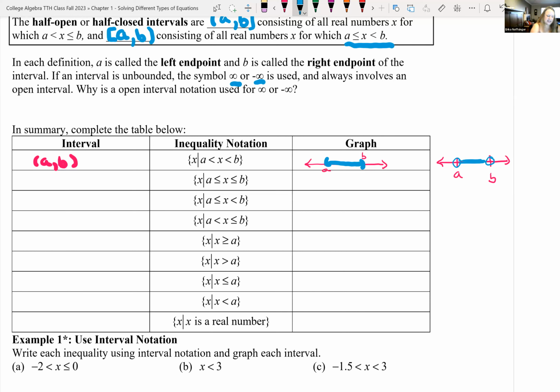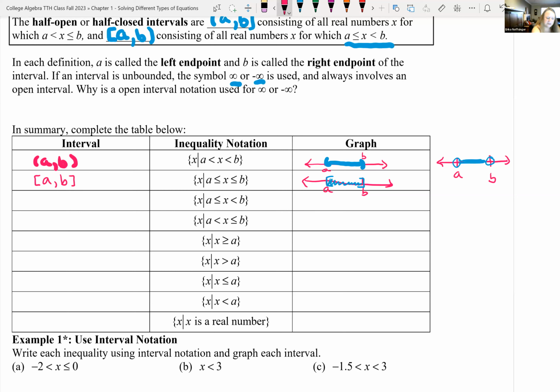So the second one says x such that A is less than or equal to x is less than or equal to B. If we're including the endpoint values, we put a bracket. So we're going to have bracket A, comma, B, bracket. Again, we're looking at all values from A to B, but this time we're including those values. So we have brackets at A and B.